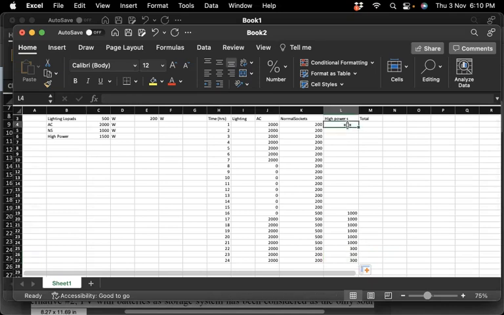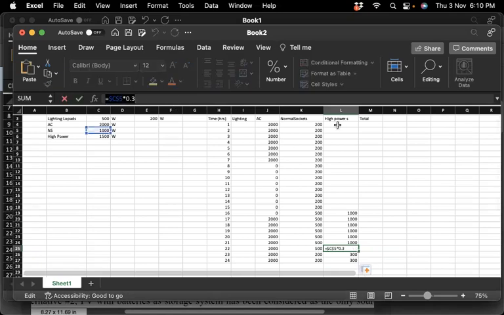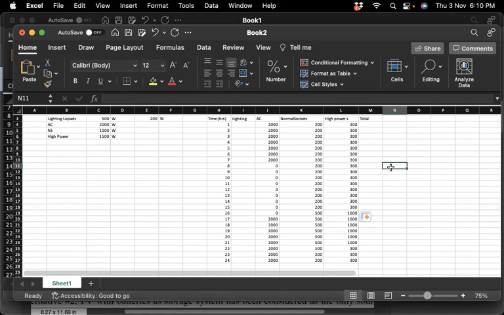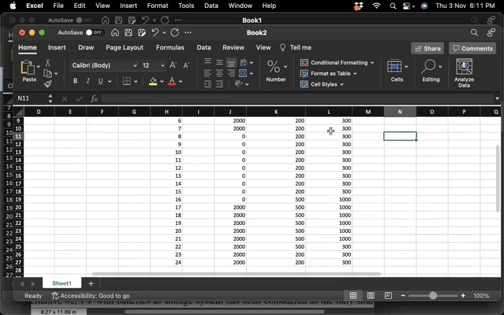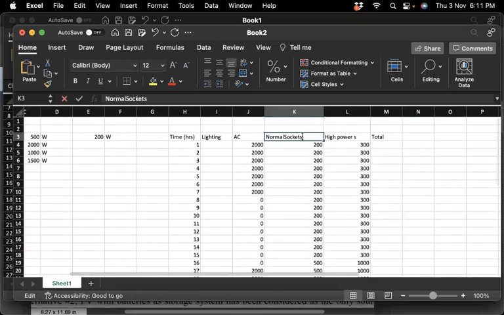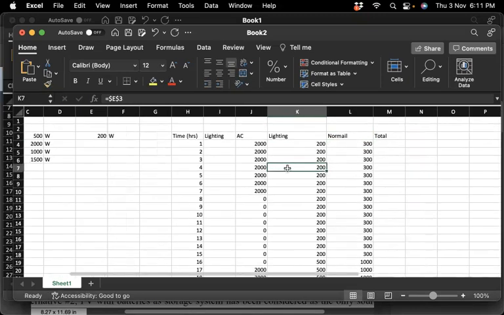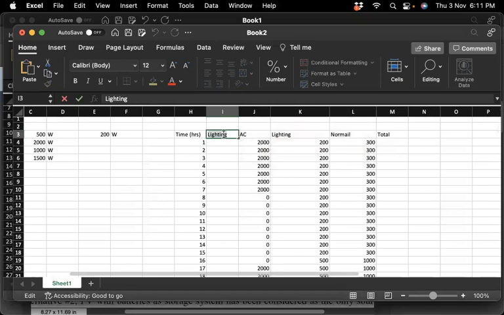And similarly, you can make it here. So we can just copy this formula and put it here, I think. So it will end up with the same 300, which will be continuing. I'm sorry, I made some mistakes. Yes, I did some shifts. So this is the lighting, I'm sorry. And this is the normal. And this is the high power. I'm sorry, I did some mistakes here.